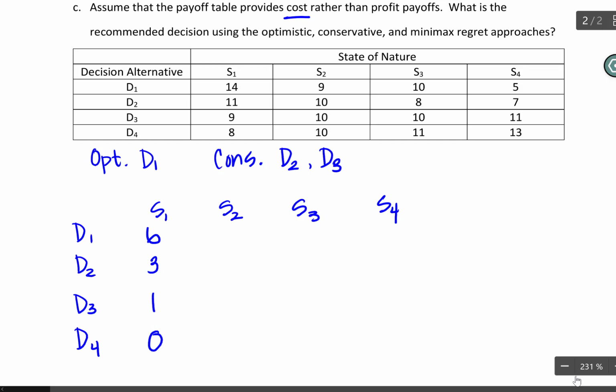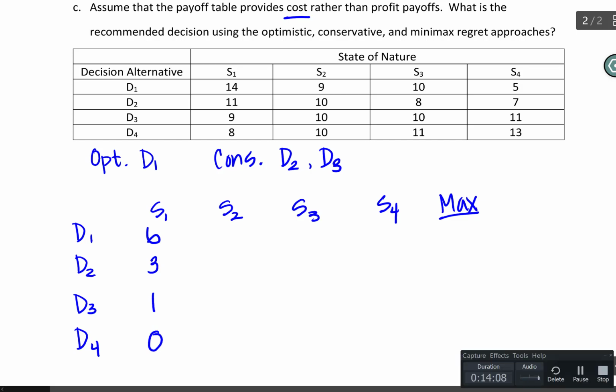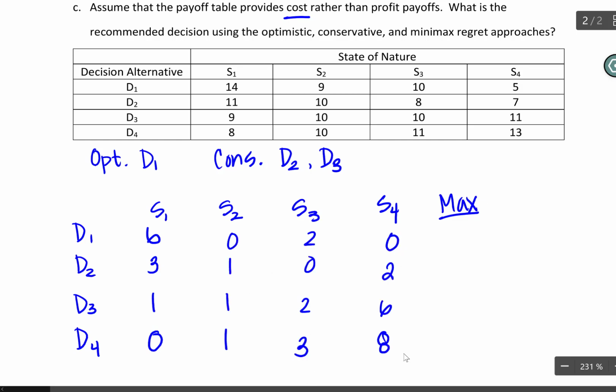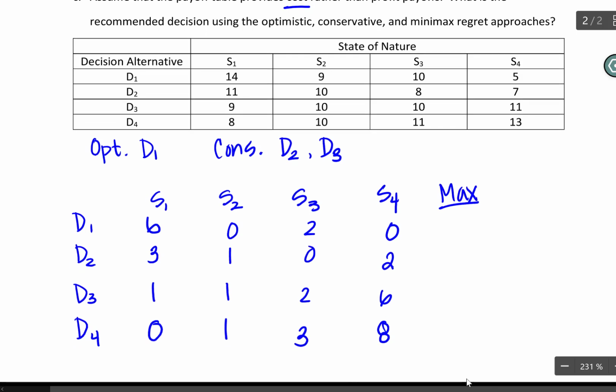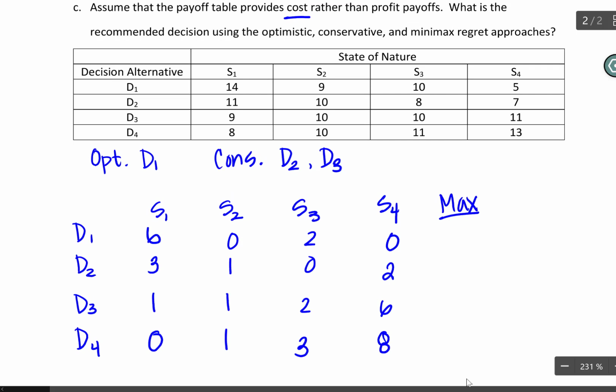So again, I suggest pausing the video, trying to fill out the rest of the table here, then push play when you're ready to create this or fill in this maximum column together. So check your numbers here with mine, make sure that they match up. Now we want to go ahead and fill out our maximum column. What's the maximum amount of regret we could see with each of these decision alternatives?